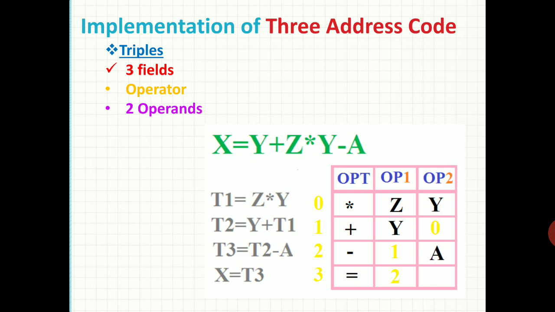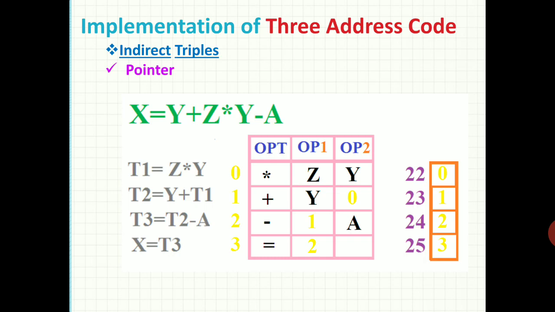So this is some more optimization of space and time complexity, but here we need to access each and every index of the table whenever we need a result. The temporary variables are implicit and it is difficult to rearrange the code. That means if we rearrange the code, it is very difficult to change the pointers also. It is difficult to optimize because optimization involves moving the intermediate code. When a triple is moved, any other triple referencing it must be updated also. With the help of a pointer, one can directly access the symbol table entry. That is the only advantage of this triple representation. Then come to the indirect triple representation.